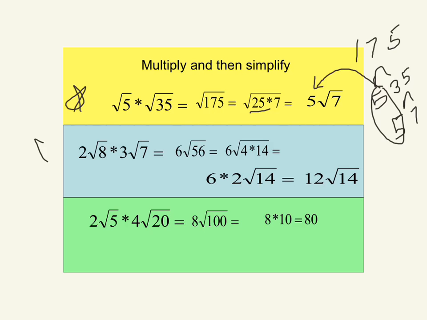Now this is one that's a little bit more like the directions stated. We have 2 times the square root of 8, times 3 times the square root of 7. So we're going to multiply the coefficients, 2 times 3 to get 6, and we're going to multiply the radical part. Square root of 8 times the square root of 7 is the square root of 56. But now again, we have to simplify the square root of 56.